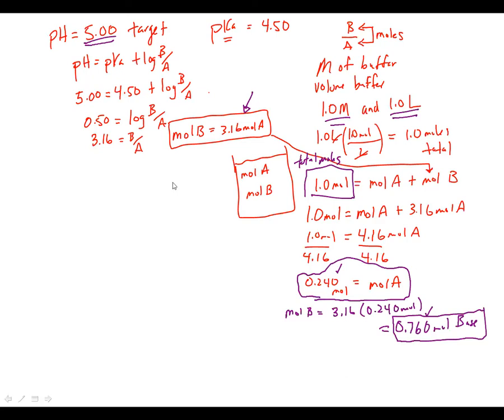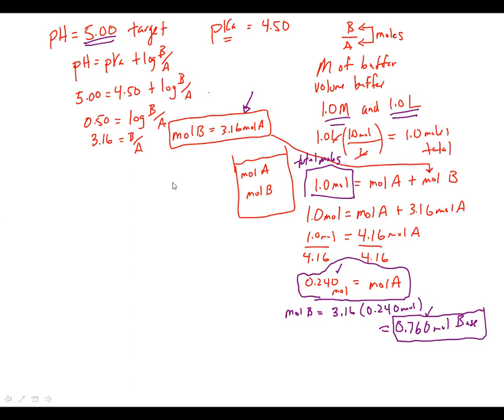So again, this is an example calculation of if we wanted to make a 1 liter buffer that has a molarity of 1 molar and a pH of 5. This is essentially how many moles of each of those that we would need. So why is it important to figure out the moles of the acid part or the base part?